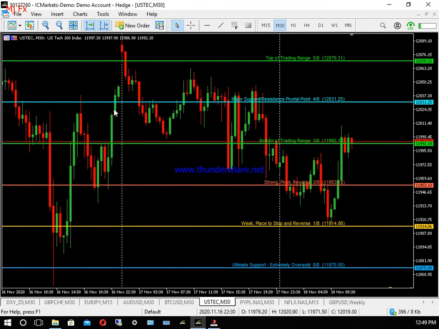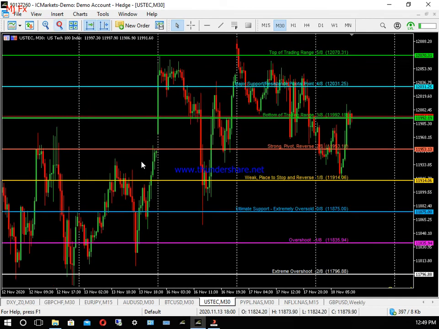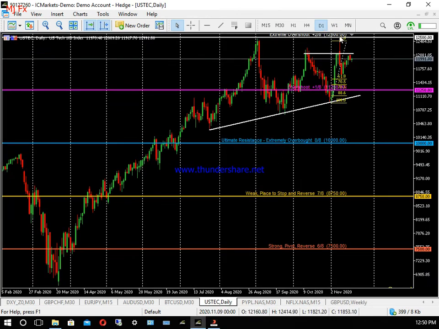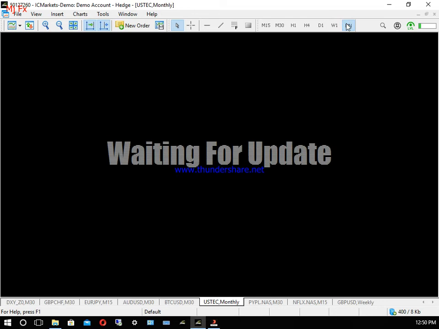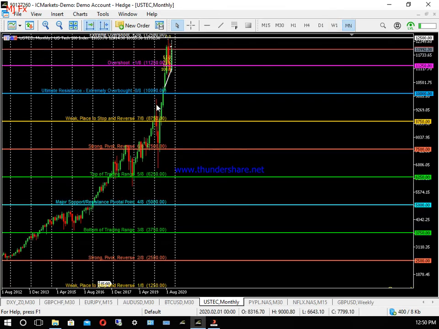It still works on indices. Let me show you on a higher time frame. Let me go to the monthly chart. So you can see this is a monthly chart. It has been buying since the inception of this asset. It bought, came to a strong pivot reverse, and reversed for like 1, 2, 3 months. You know how lucrative this asset can be in terms of pip value.